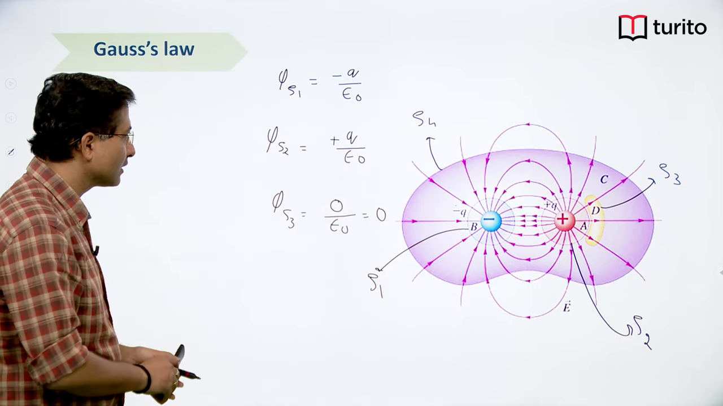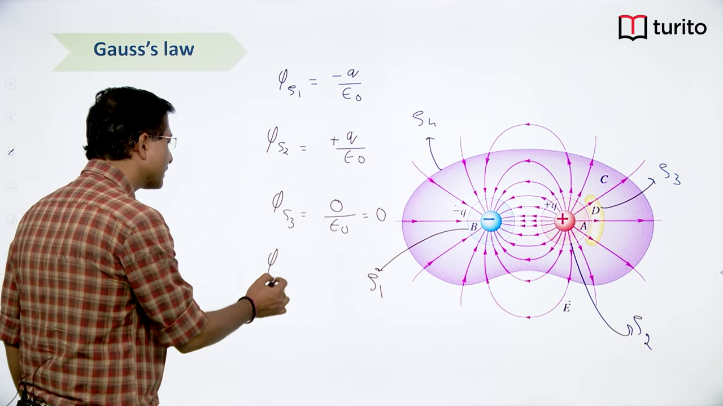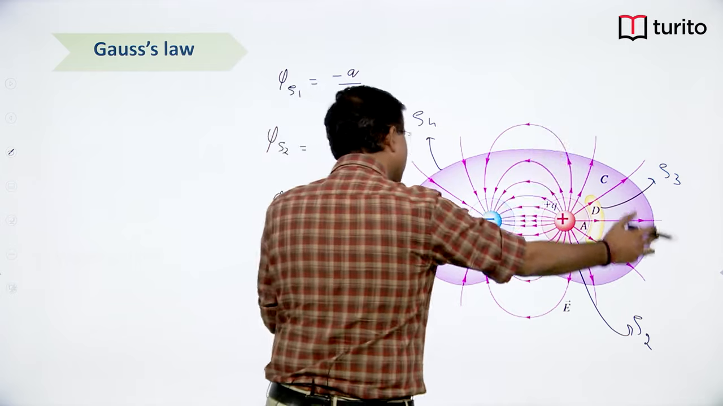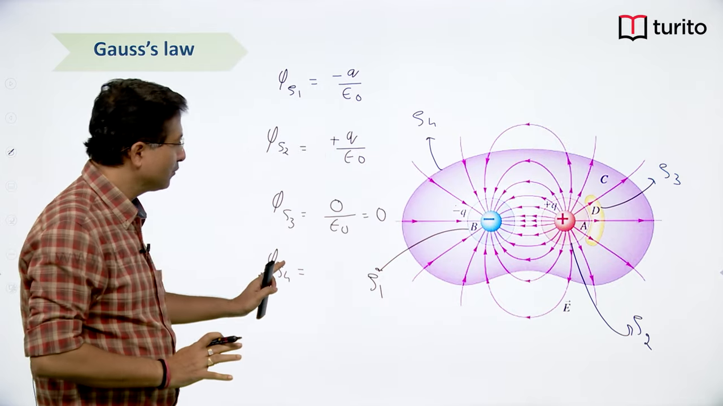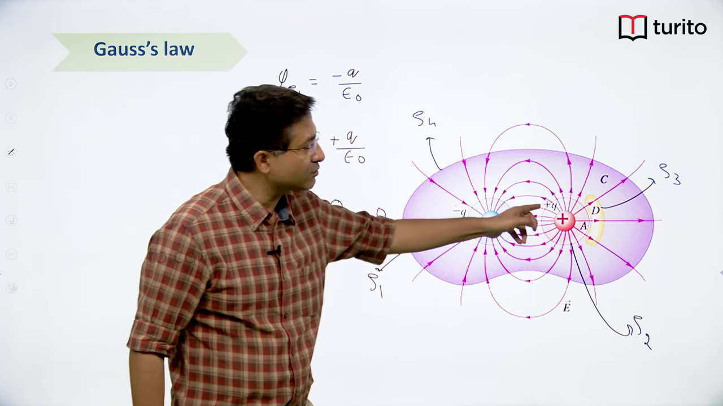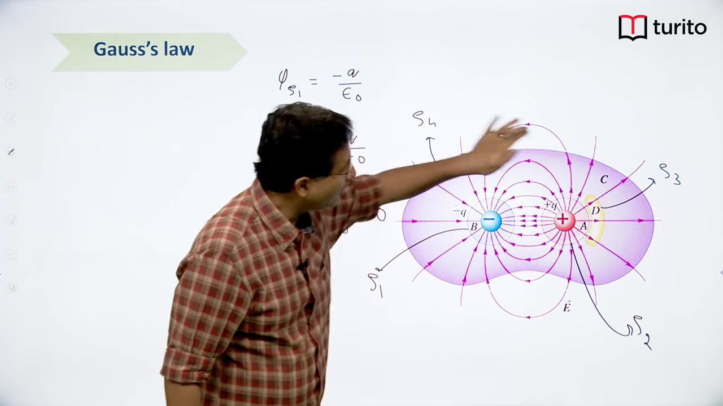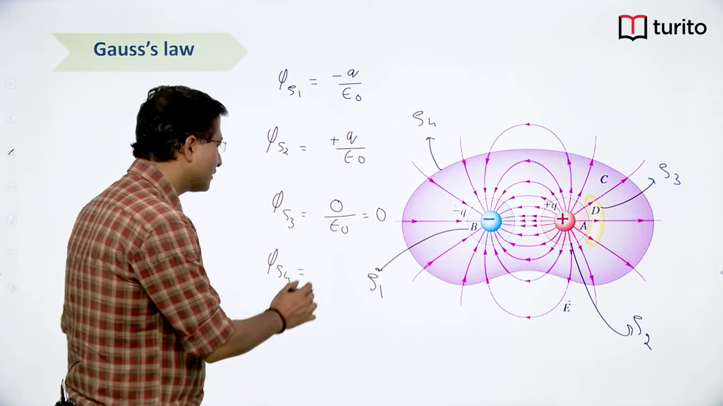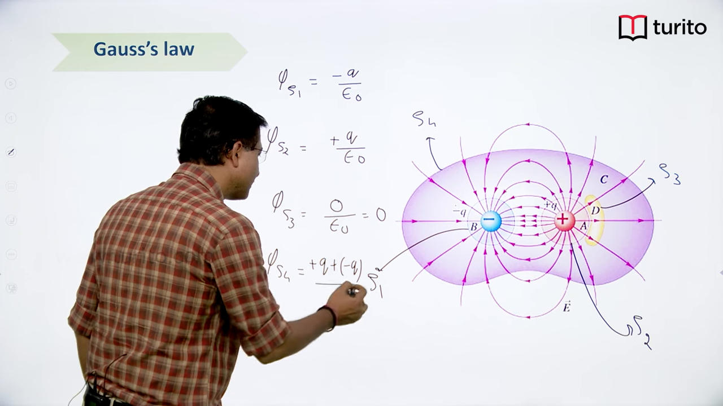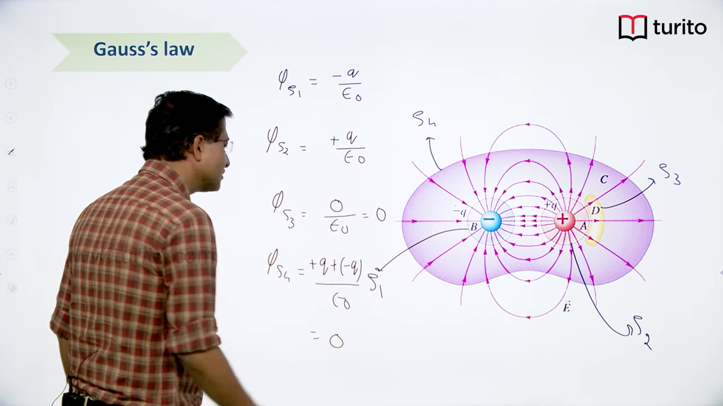Now, let us take the fourth one, flux associated with the fourth one. Now, how much charge is it enclosing? You can see minus Q here and plus Q here, charge enclosed by the fourth one. So, if you write total charge inside, plus minus Q divided by epsilon naught, this quantity is coming 0.